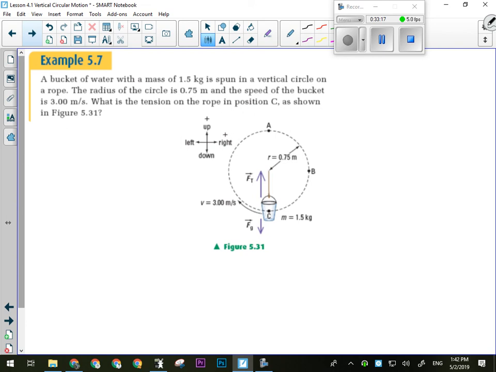Radius is 0.75, mass is 1.5 kilograms, speed is 3 meters per second. See if you can calculate what that tension would be. Forces in minus forces out equals FC. I'll give you a couple minutes on that one.